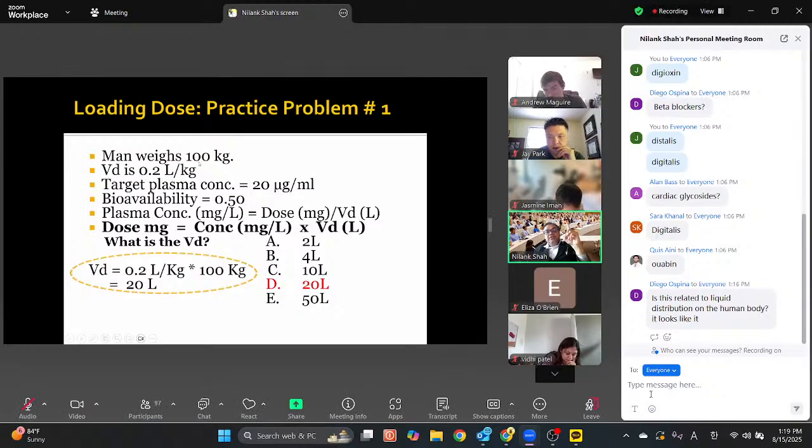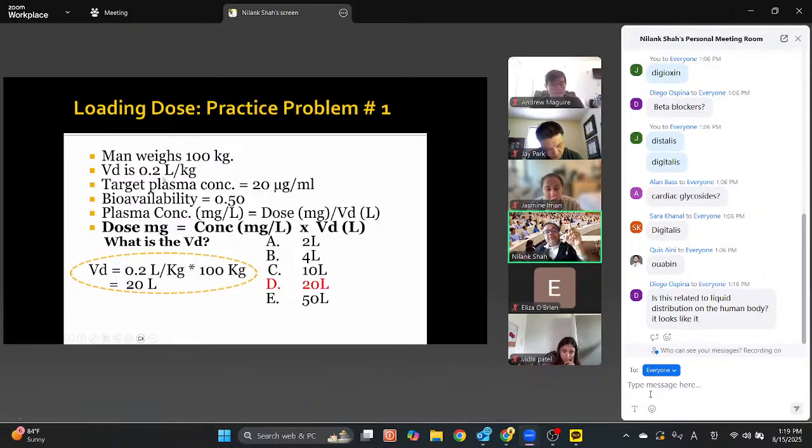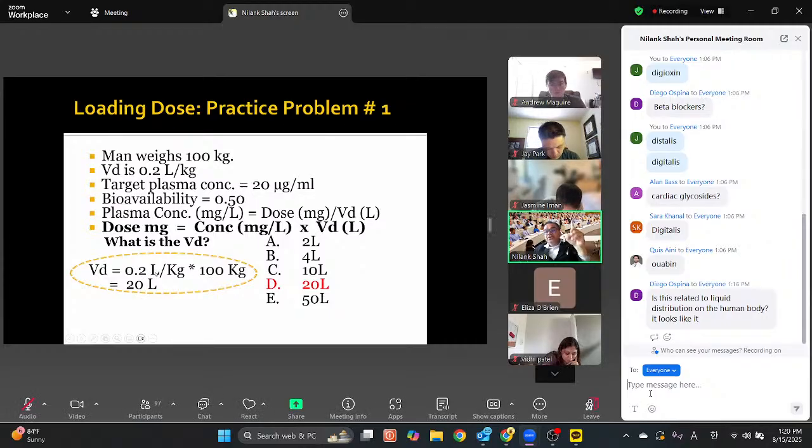0.2 liter times 100 kilogram, right? So put 0.2 liter per kilogram, which is VD here, and times 100 kilogram. So when you put the unit, you know the kilogram here is numerator and kilogram here is denominator. So you are cancelling kilogram automatically. 100 times 0.2 is 20, and L is the one left over as a unit in the final step. So it's 20 liter.